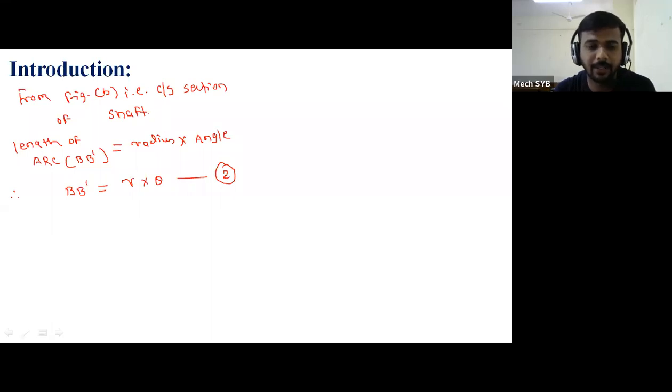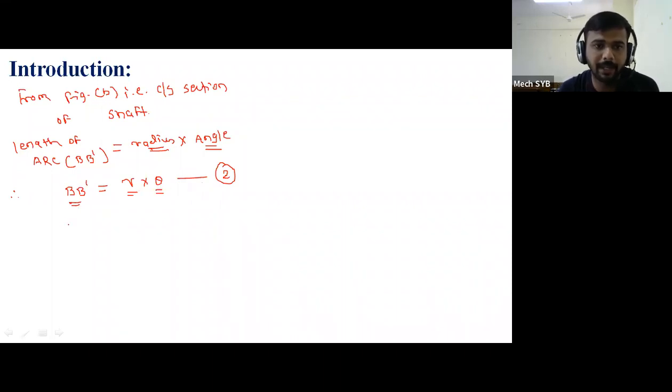In the figure number A, that is the vertical distance, we have calculated by using the tan rule. Similarly, in the figure number B also, if we have to calculate the same distance, but in order to calculate that particular distance, we have to use the formula of arc, because in the figure number B dash distance is represented in the form of arc. Length of arc is equal to, we are having the formula radius of shaft into angle. Then radius of the shaft will be considered as a small r, and theta will be considered as a angle subtended or angle of twist, and you will get the BB dash is equal to R into theta. This is the second equation.